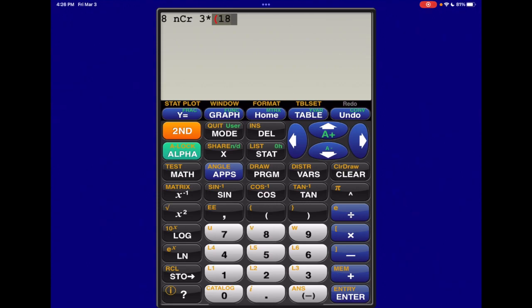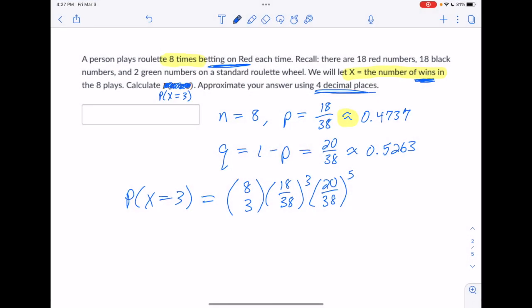When p is a fraction, you need to make sure that you enter it in parentheses so that whole fraction gets raised to the third. Otherwise, you're just raising the denominator to the third, and that will substantially alter and mess up your answer. And then times q, also a fraction, so also in parentheses, raised to the fifth. Press enter. We want 4 decimal places, so 0.2403, but that 3 is followed by a 7, so we will round the 3 up to a 4, so 0.2404. So that's our answer, and that's what we would enter into active learning.